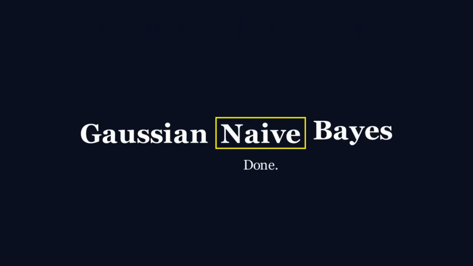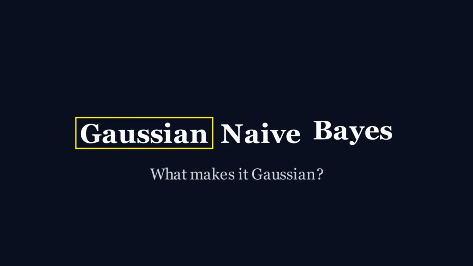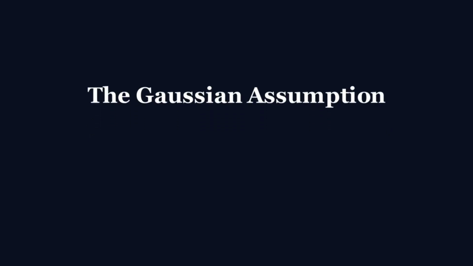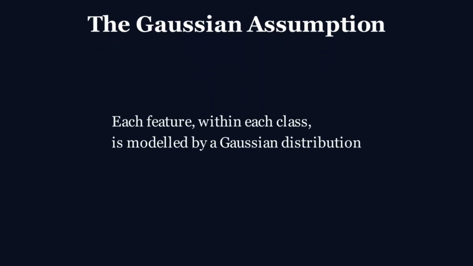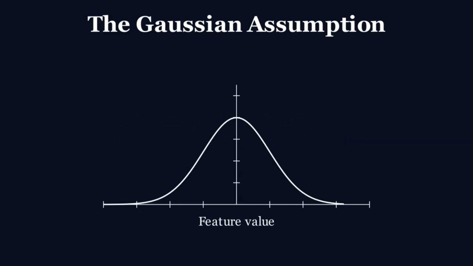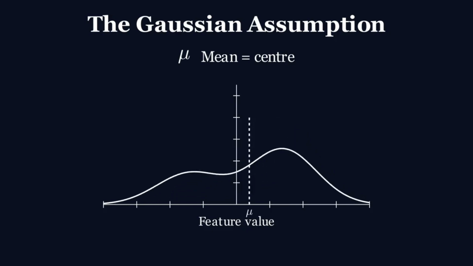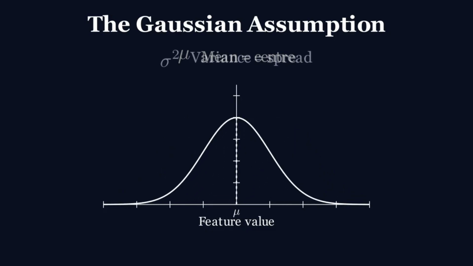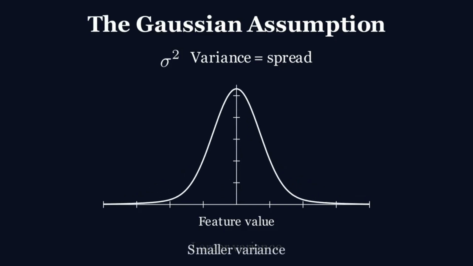Anyways, we've dealt with the naive part of Gaussian Naive Bayes. We still need to calculate each of these, and that's where the Gaussian part comes in. We're going to assume that each feature within each class can be modeled using a Gaussian distribution, in other words, a bell-shaped curve. And each one of these curves is determined by two things. Its mean, which determines where the curve is centered, and its variance, which determines how spread out the curve is.